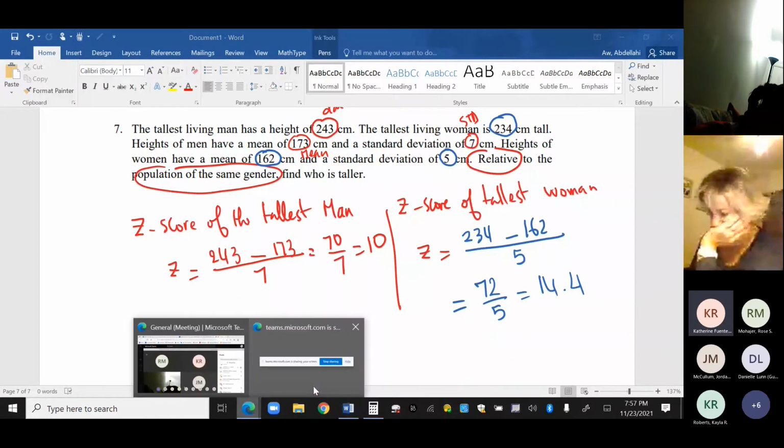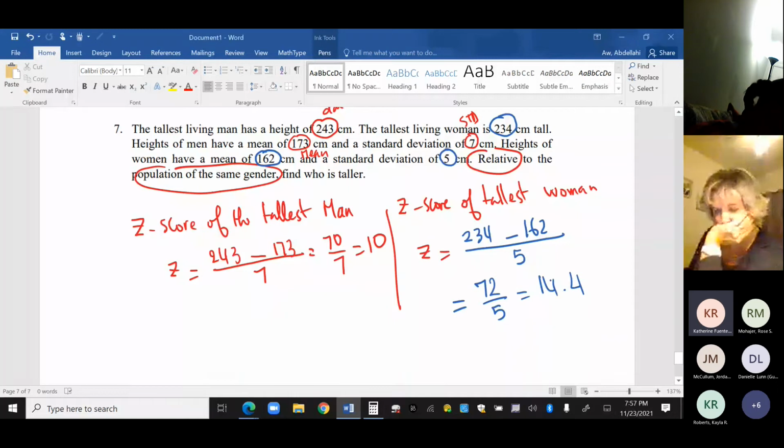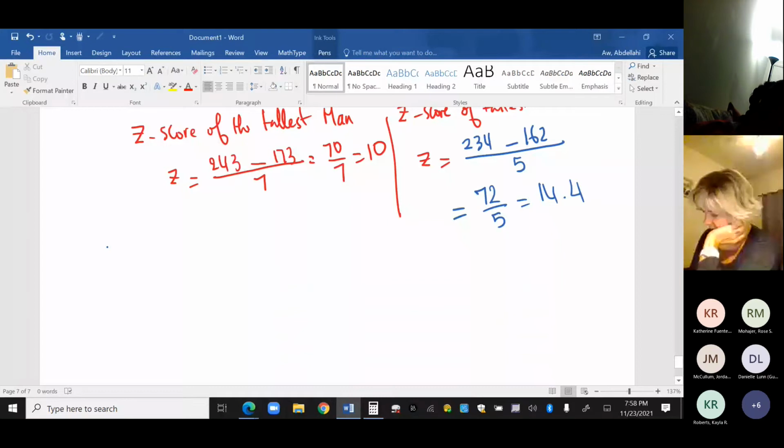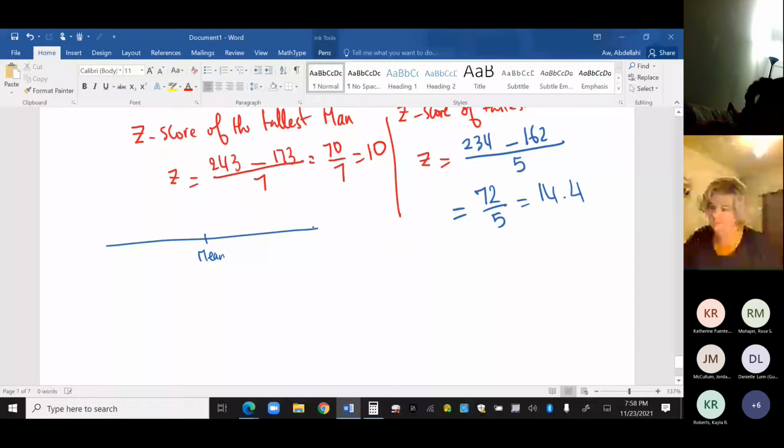The woman, because the woman is 14.4 standard deviations above the mean, right? Which means, look right here. If you have the man population, this is the mean. The tallest man is 10 standard deviations, which means 1, 2, 3, 4, 5, 6, 7, 8, 9, 10. Only 10 standard deviations. This is the tallest man.